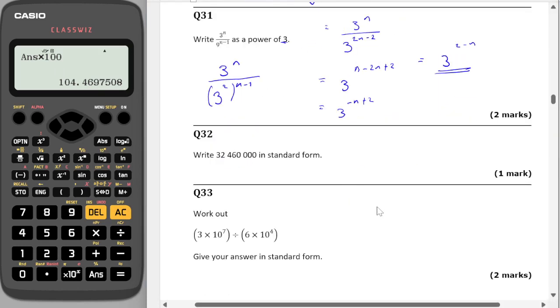Okay, question 32, write this number in standard form. So in effect, I want the decimal to move to there. So 3.246 times by 10 to that, and I've moved it from there. So I've moved it 3, 6, 7 places. So that would be my answer.